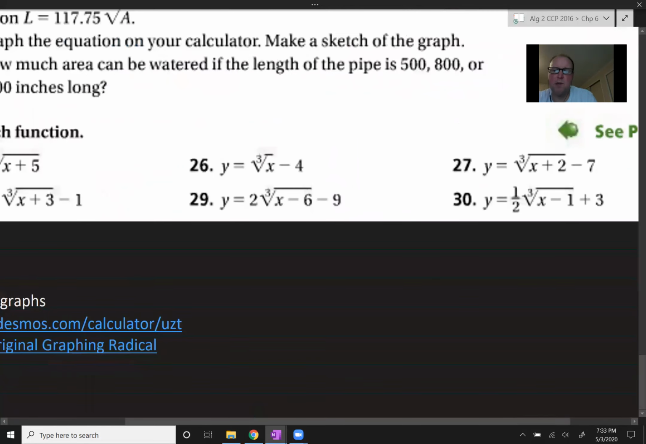All right, last question to make sure we have it. 29. What are all the things that we need to describe for number 29? We have multiplied by 2, what's it mean? We have x minus 6, what's it mean? And we have minus 9 on the outside, what's it mean?